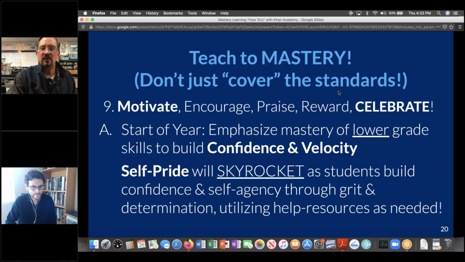So make it real. Let them have some independence. Next, motivate, encourage, praise, reward, and celebrate. What I do at the start of the year, I really get them excited about growth and really believing that they can do it. So I emphasize the mastery of the lower grade level skills, K, 1, 2. These kids are like, I can do this.